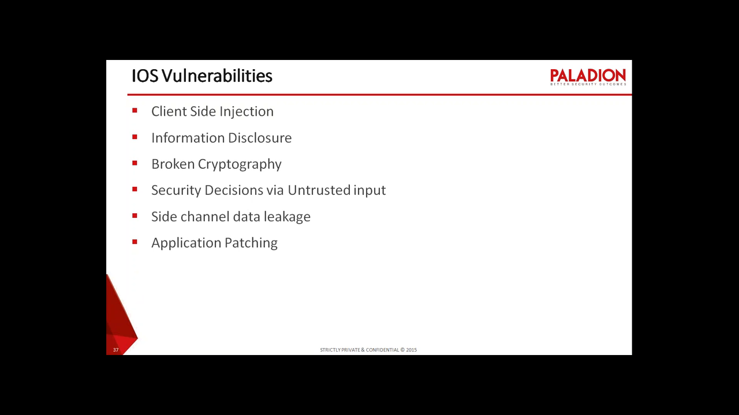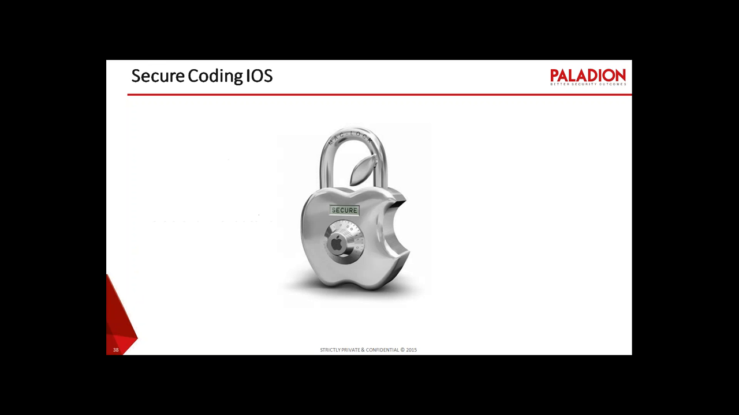This is when we are encrypting and using algorithms which are obsolete, like using MD5 for weak encryption and everything. Side channel data leakage, which again has a subset of it as logging and everything. Application patching, right? So now let us see how we can secure code in iOS.